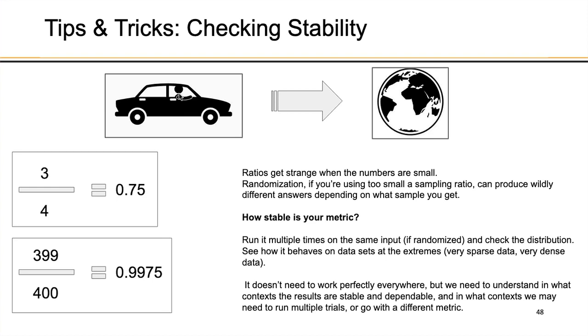Problems with stability can show up in your data, especially small data, especially dense data. If you have a randomized metric, you want to know how many times the metric has to be run in order to produce a reliable range of scores.